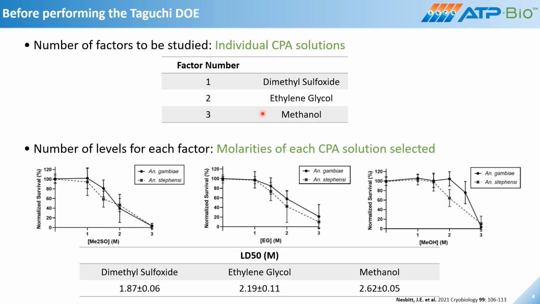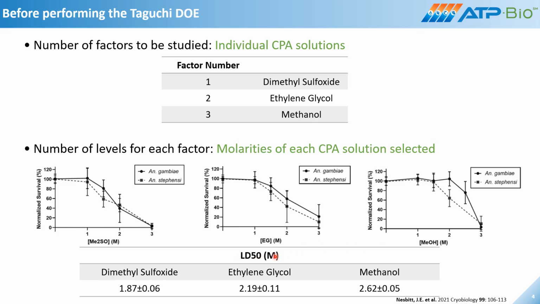The next step is identifying the concentration at which these solutions can be added. Adding too much, as you can see, can be too toxic and lead to a complete lethal dose. Adding too little CPA can result in complete survival but lead to unsuccessful preservation. One way to optimize survival versus toxicity is identifying the median lethal dose, which results in 50% survival. This is the LD50 value.